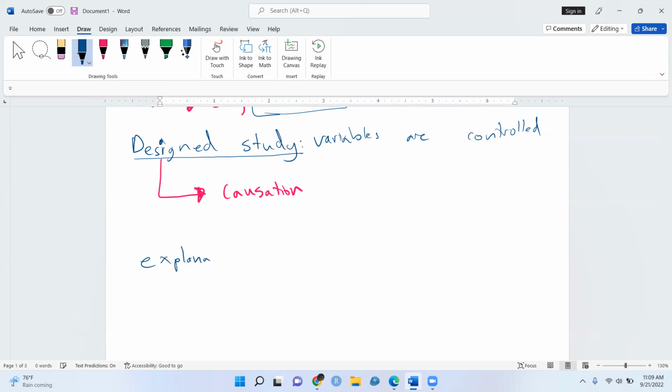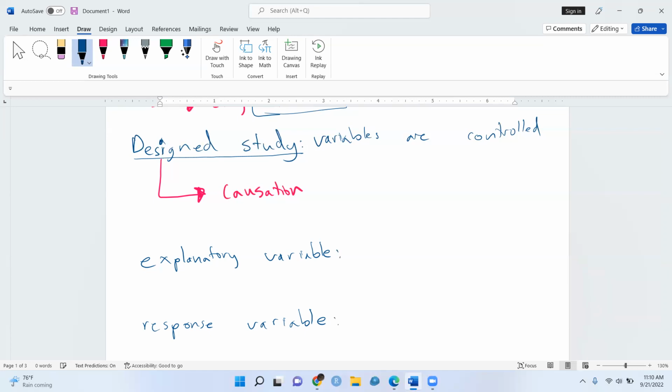Explanatory. And the other one is the response variable. So the explanatory variable is the variable we expect to be causing change. And the response variable is the variable that is changing because of what the explanatory variable is doing.